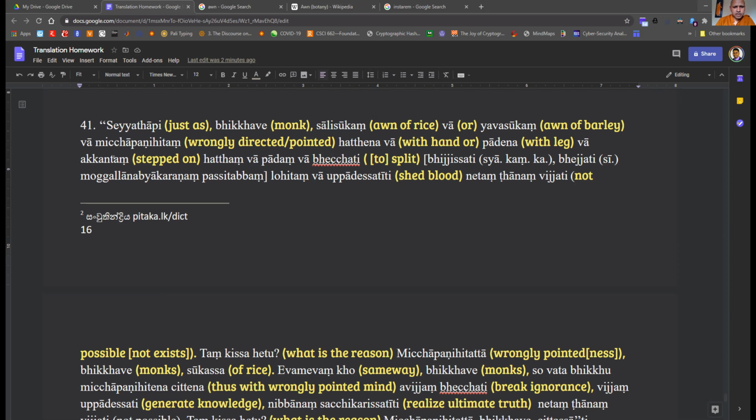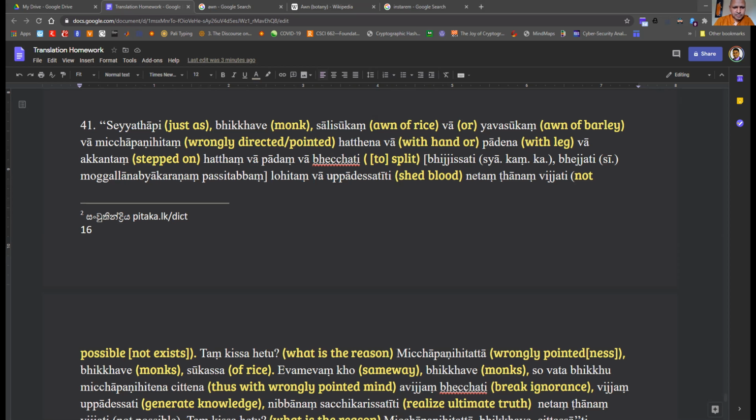Hattangva padangva bichati. Okay. Akkantang stepped on. Hattangva padangva bichati, to split either the hand or the feet. Right. So then Lohitangva uppadistati. That's when things got really weird. Lohita came out to be red, and I think blood.